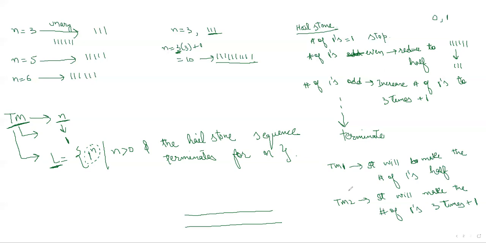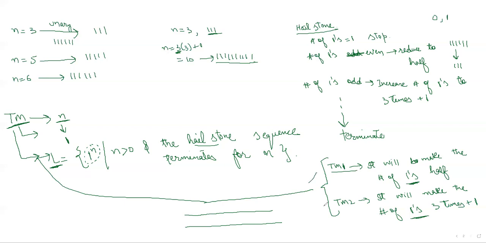Using these two Turing machines, we can design a Turing machine for this particular language. I'm not going to discuss how we can design a complete Turing machine for the Hailstone sequence, but you should make a Turing machine that will do this particular job and another Turing machine that will do that job. Then you can combine these two Turing machines to design a larger Turing machine.